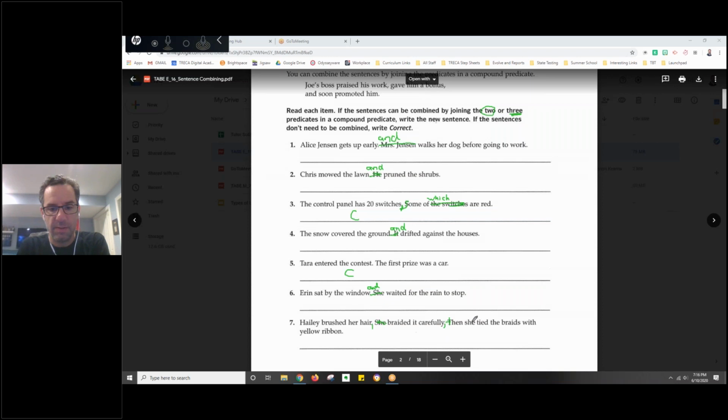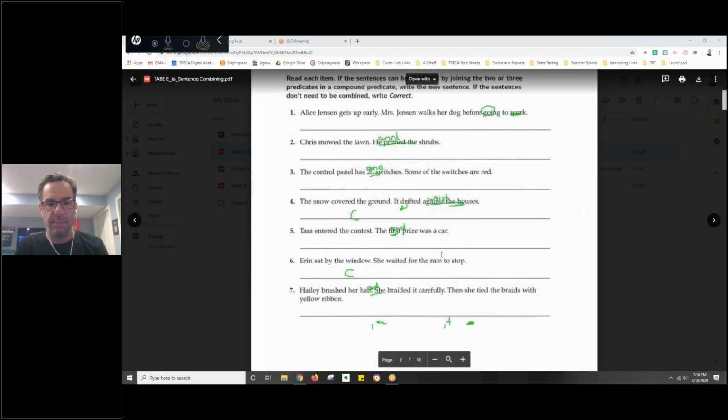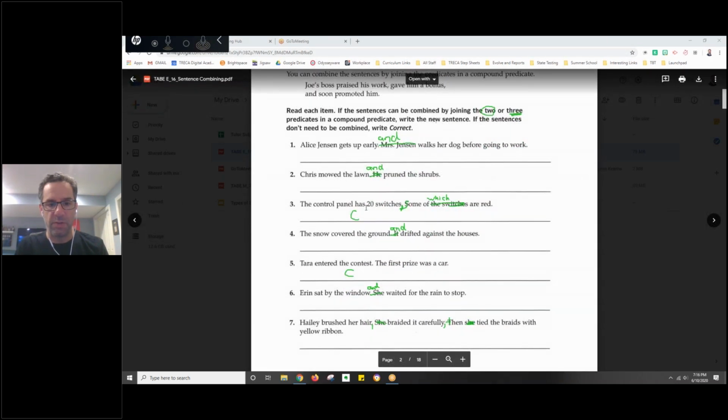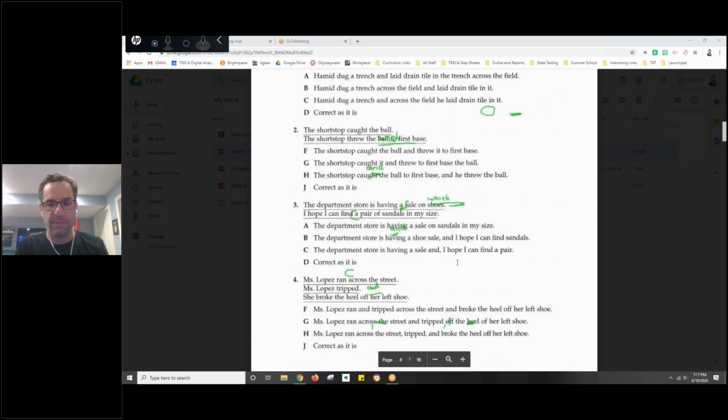then. So it makes sense to me. You could say Haley brushed her hair, comma, braided it carefully, comma, then tied the braids with yellow ribbon. That seems to make the most sense to me. Let's take a quick look down at the answers for, this is page 80. Curious for number 3 and 5 and 6 on page 80.